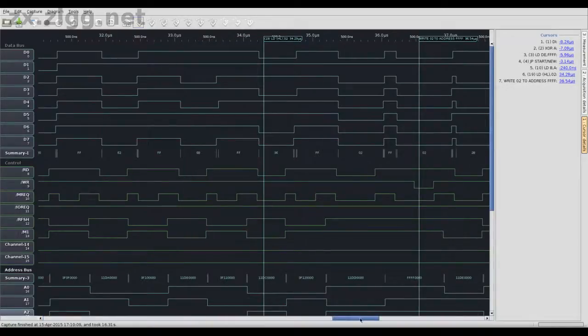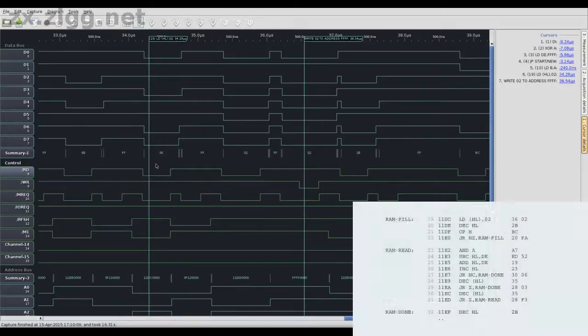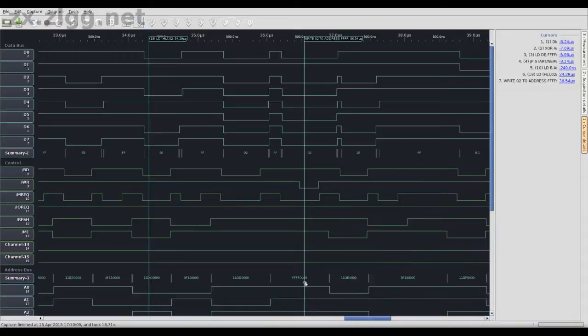Scrolling ahead a little, this cursor here marks the retrieval of the instruction at line 19 in the disassembly, and this is the start of the loop that fills all possible RAM addresses with the value 02. So at this time the value hexadecimal 36 is retrieved, that's the opcode for the instruction to load the address that's pointed to by the register pair HL with the following data, and that's the value 02, which is retrieved here. And then we see the very first write performed by the CPU during this initialization sequence, and that's here, where the value 02 is written to address FFFF. So that's all as we'd expect it to be.